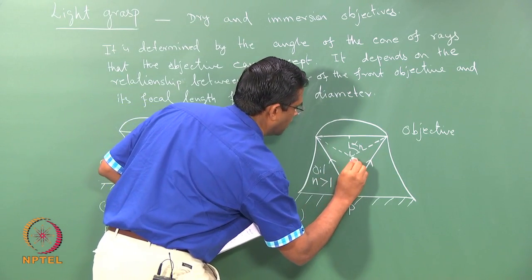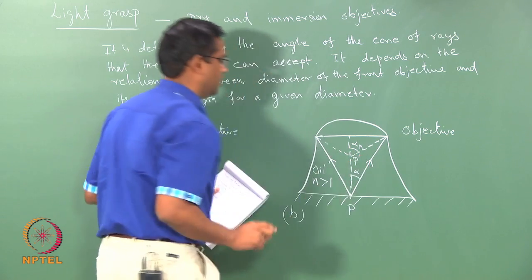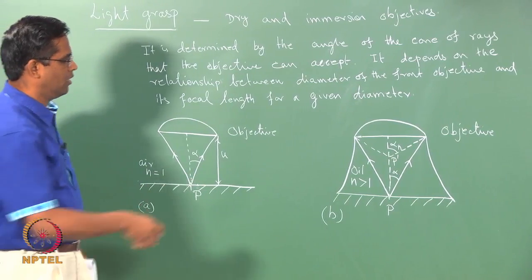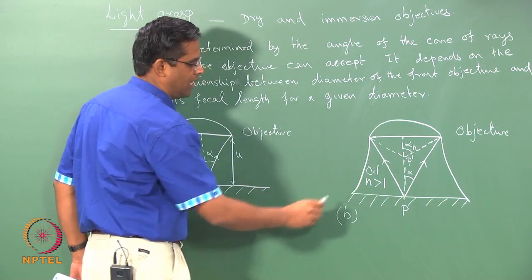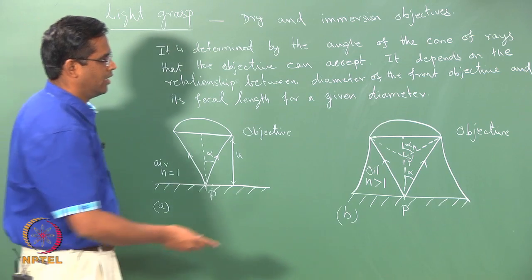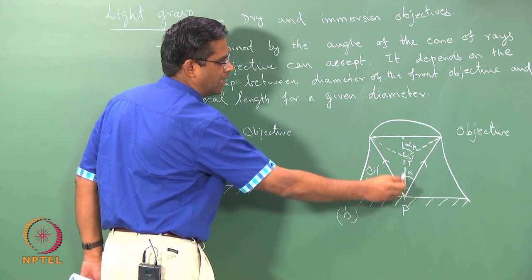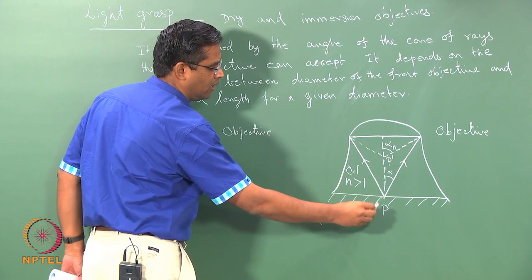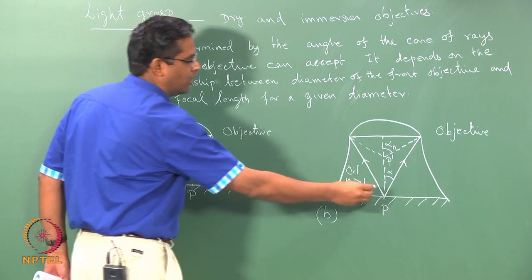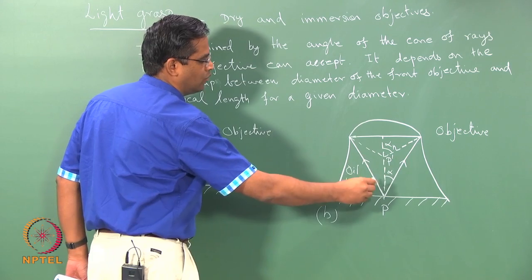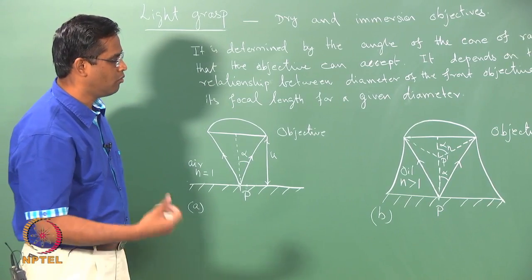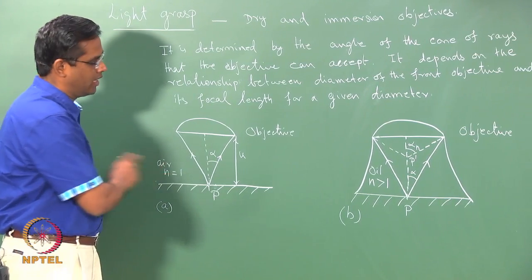So let us consider this as P dash. What I have drawn here is, because of this medium and its refractive index being greater than 1, that of air, your collection angle appears to be at P prime rather than P. So you have the new collection angle alpha n. This makes the objective lens collect a lot more rays compared to the dry objective lens.